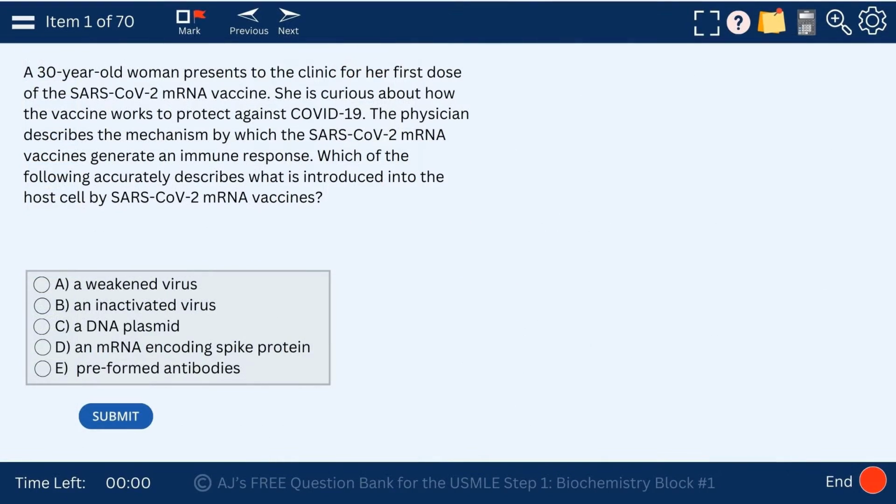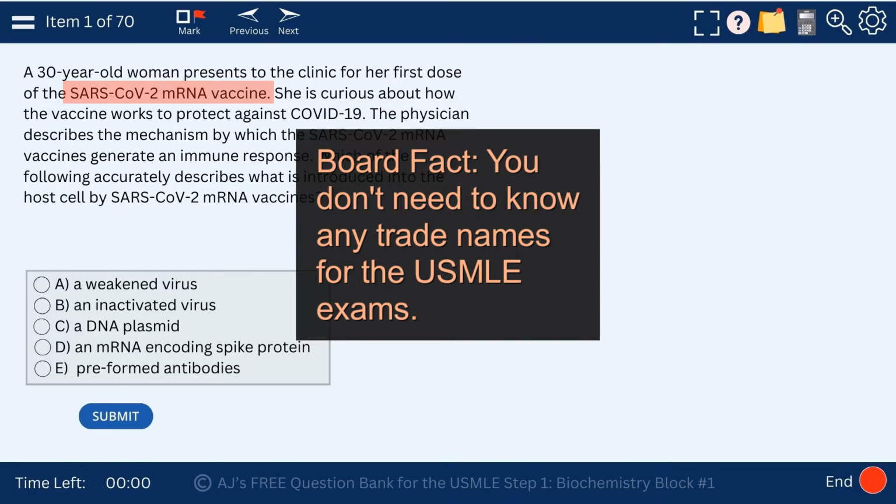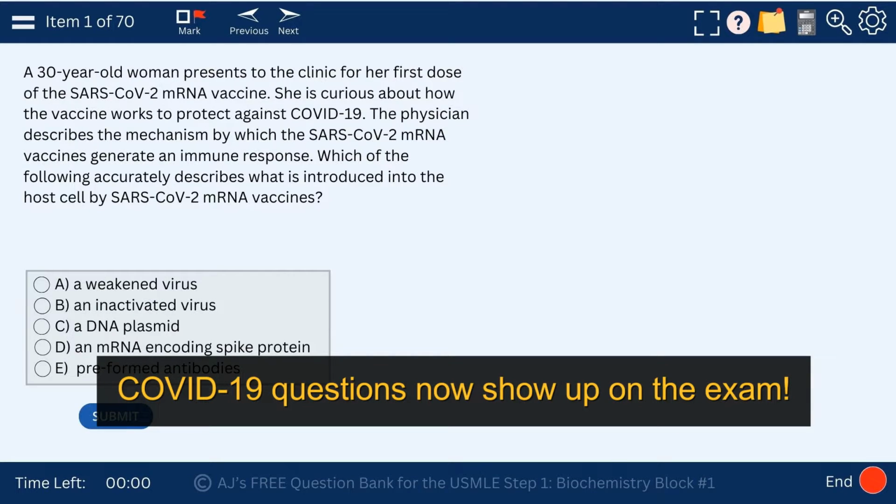Here in question 1, we have a 30-year-old woman who comes to the clinic for her SARS-CoV-2 mRNA vaccine, so Pfizer and Moderna. But of course, on the USMLE, we don't have trade names, so we call them the mRNA vaccines for COVID. The question's asking how these vaccines are introduced into the host cell. So this is a great question because it ties together biochemistry, immunology, microbiology, pathology, and pharmacology. And by the way, COVID questions do show up on the exam, so we gotta know it.